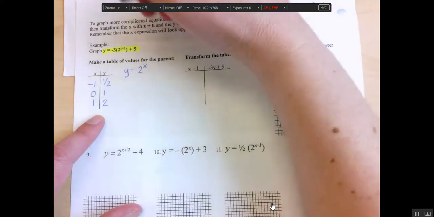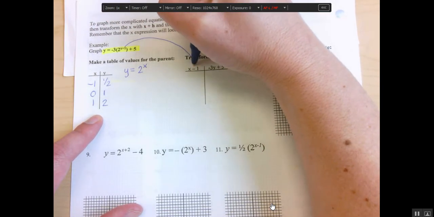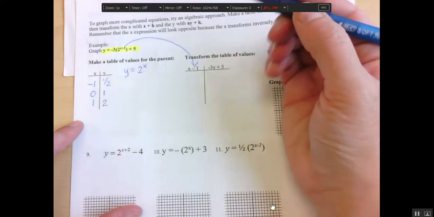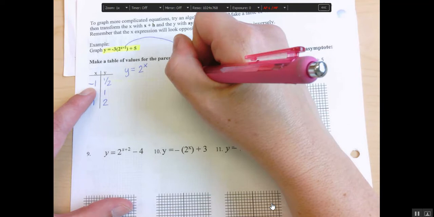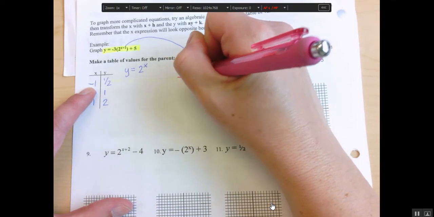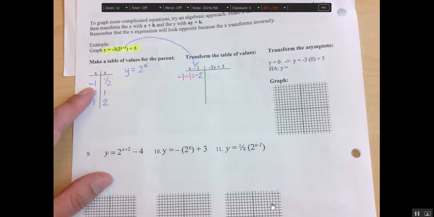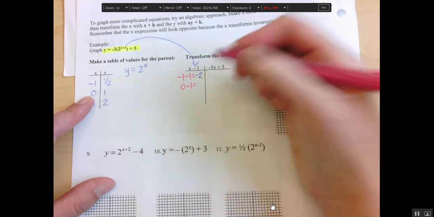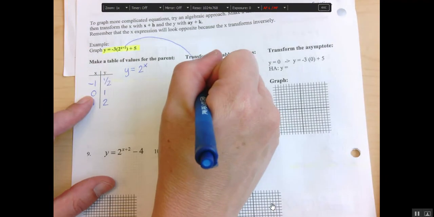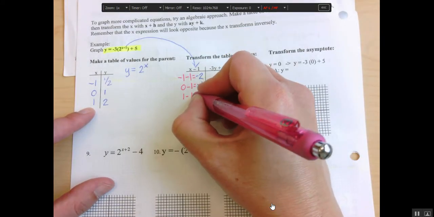Algebraically, what happens is, if you have x plus 1, you know that's really going to go to the left. So algebraically, you are going to subtract 1 from these x's. So you would have negative 1 minus 1, which is going to give you negative 2. You have 0 minus 1, which gives you negative 1. And you have 1 minus 1, which gives you 0.